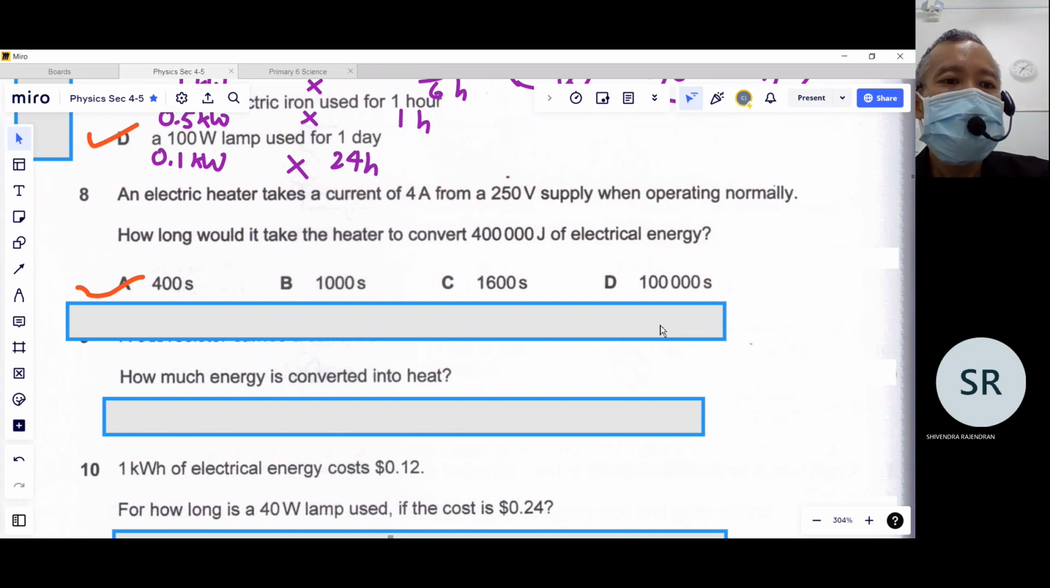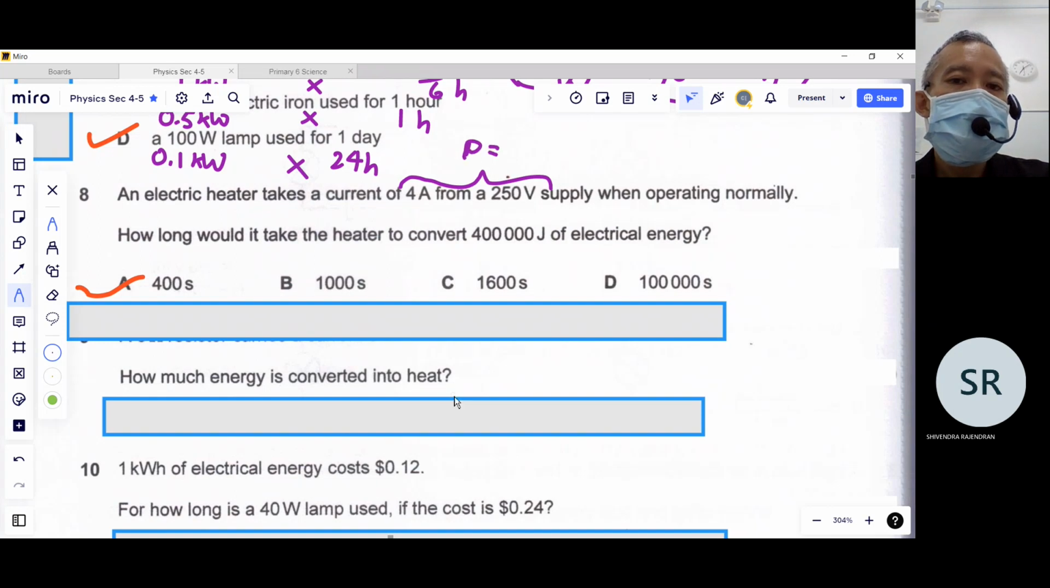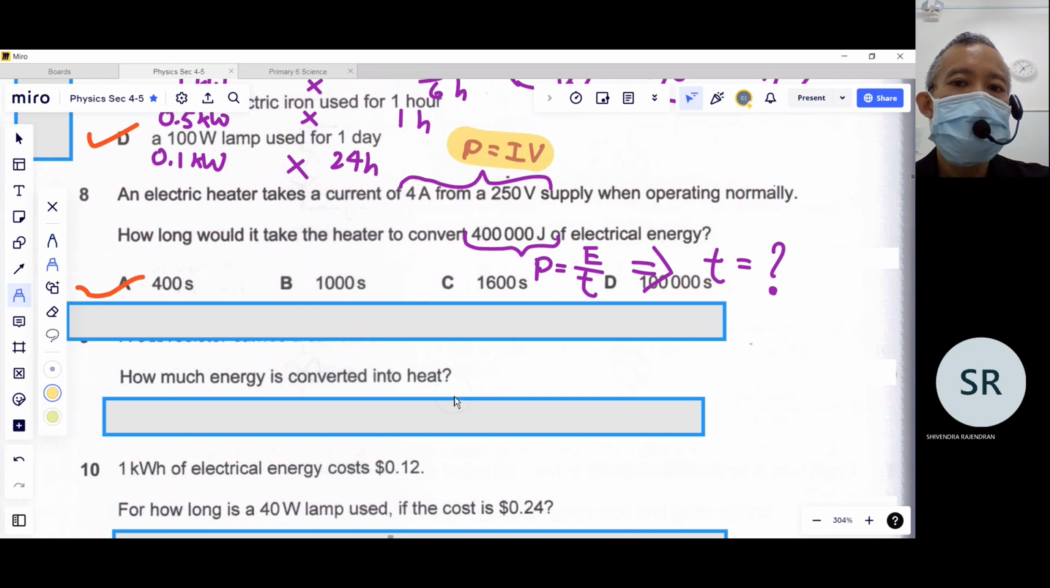Okay. How do you work this? Make sure you recognize I have current and voltage. Immediately use your power formula, P equals to IV. And since I have my energy in joules, make sure you use the other power formula as well, P equals to E/T. From here, you solve for T, and of course, you get 400 seconds. And so you see, actually, it's the same formula all over again.